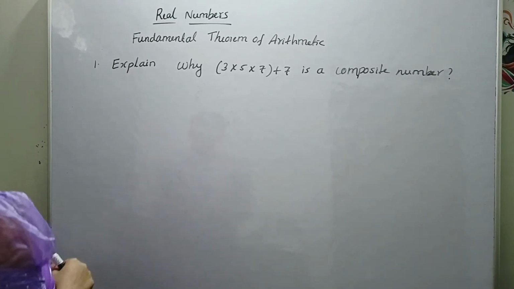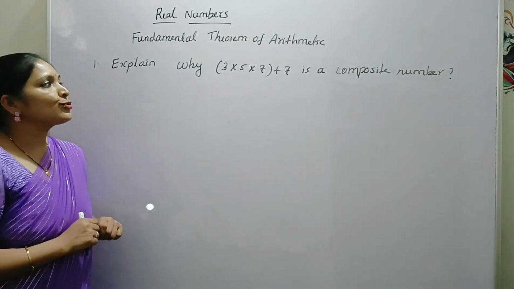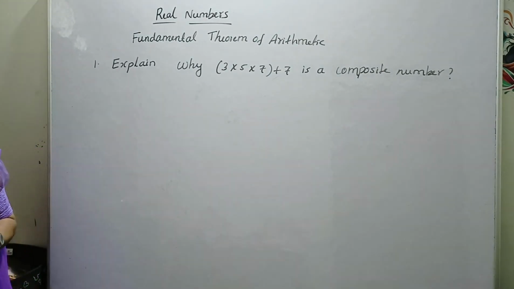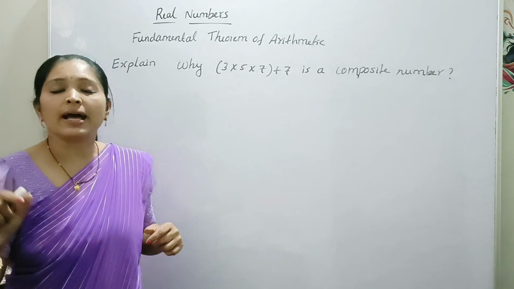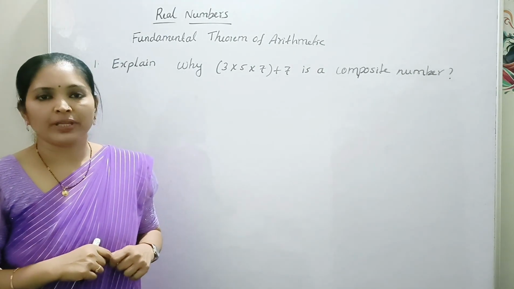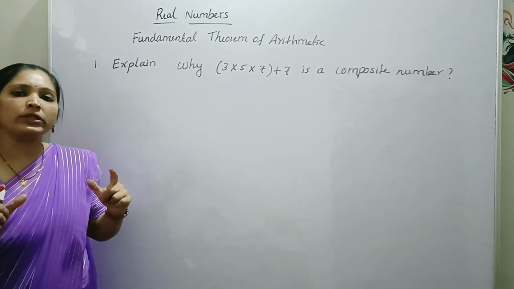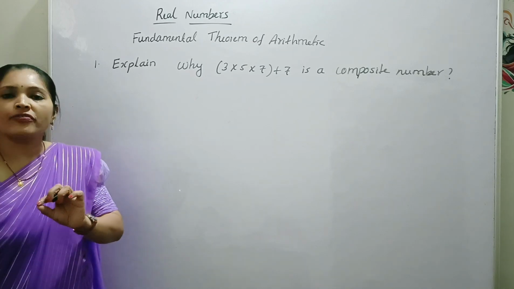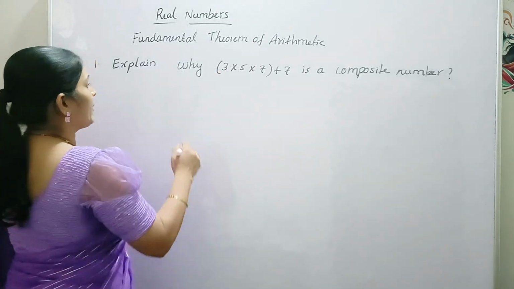Look at the first question, very important question. Explain why 3 into 5 into 7 plus 7 is a composite number. We know that a composite number has factors other than 1 and itself, right? And by the fundamental theorem of arithmetic, we know that composite numbers can be expressed as the product of prime factors, right? So first of all, let's write the given number.